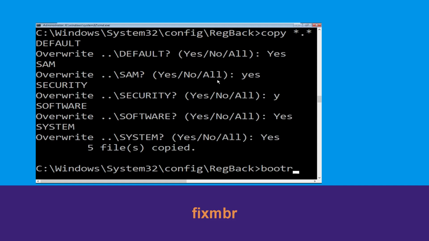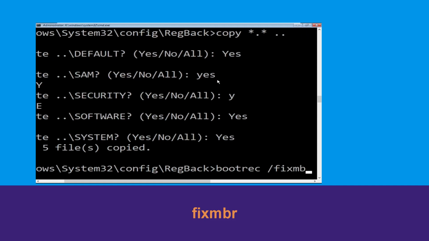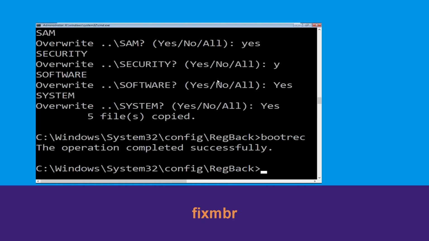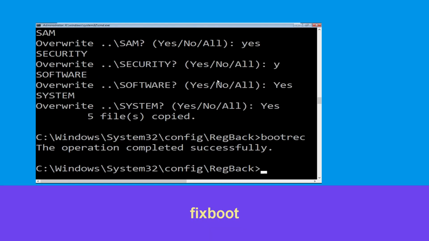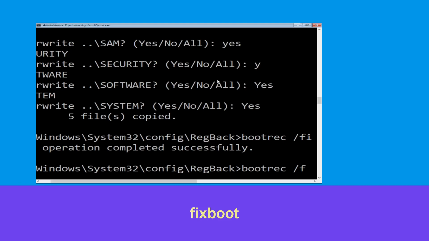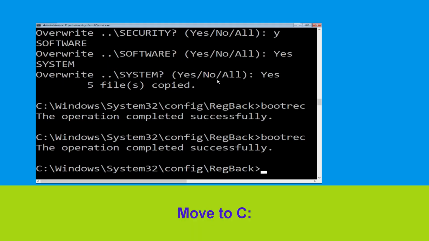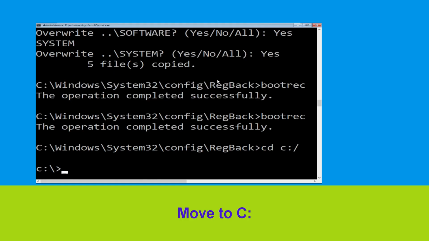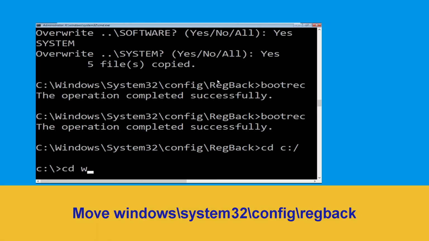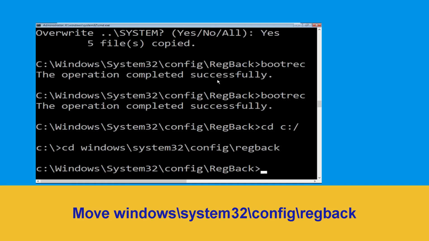Now execute this command. Type bootrec /fixmbr and simply hit enter. Type bootrec /fixboot and hit enter. Now type in cd c:\ and simply hit enter to execute the command. Now execute this command. Type cd Windows\system32\config\regback. Then simply hit enter to execute this command.